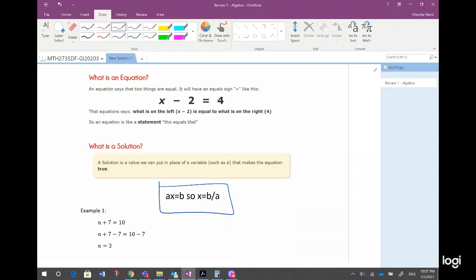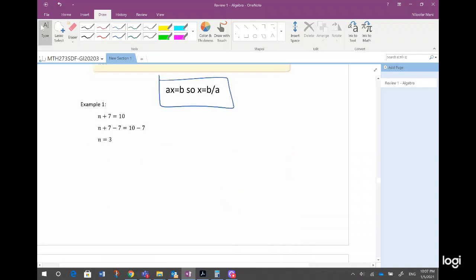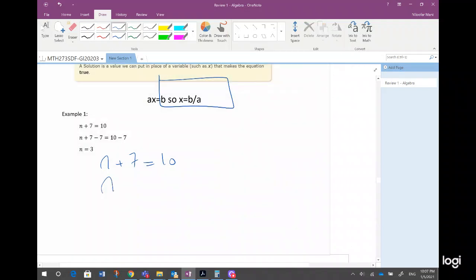So I have to do a question. Okay. So n plus 7 equals 10. I want to solve for n. Doesn't matter, I can solve for y, I can solve for x. When I say I want to solve for n, I want to isolate n. Whatever has n, I keep it on one side. Whatever doesn't have n, I move it.